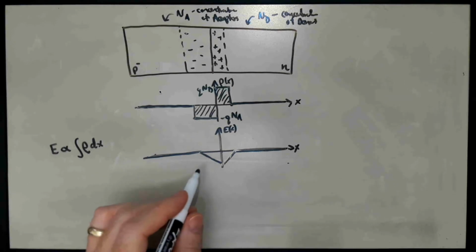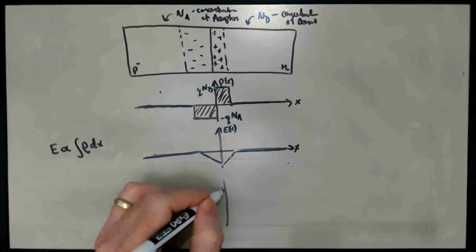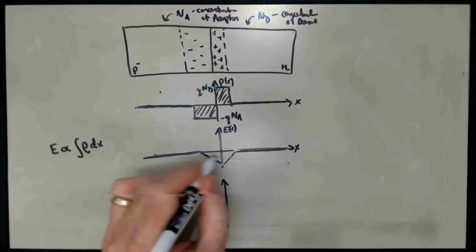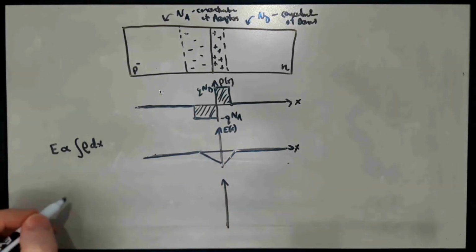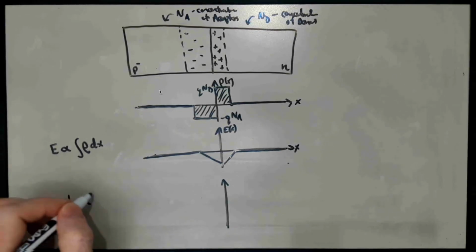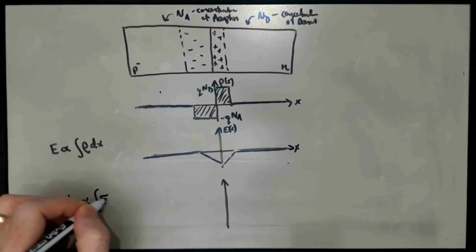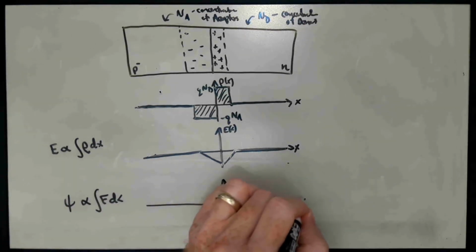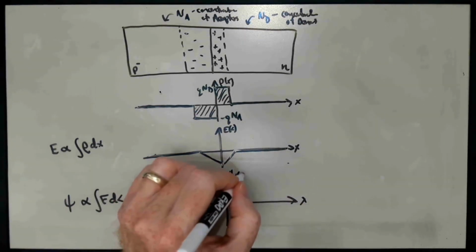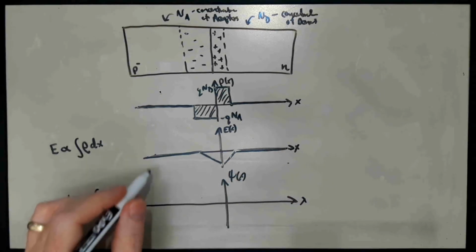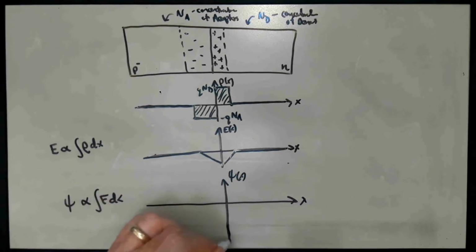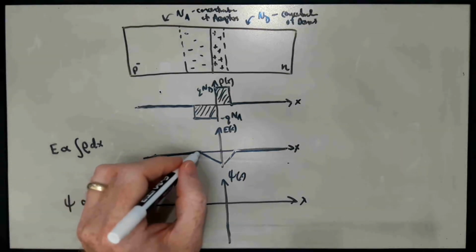And so to get the electrostatic potential, what we do is we integrate this electric field profile yet again. So psi is proportional to the integral of E dx. And so psi will give us something like this. So we're integrating 0, and we get 0 up to this point.